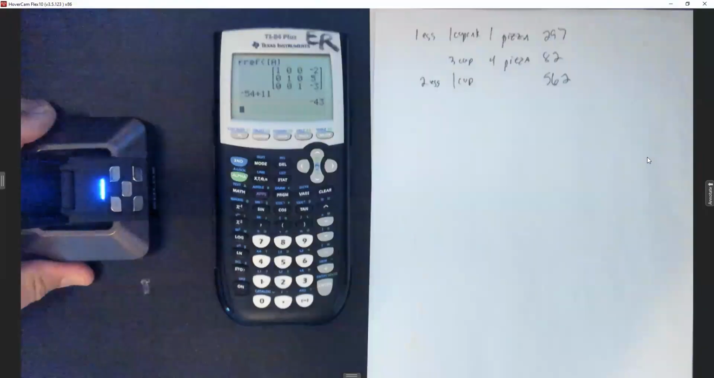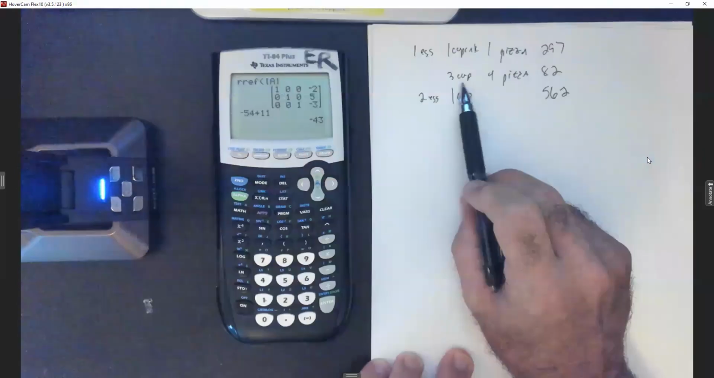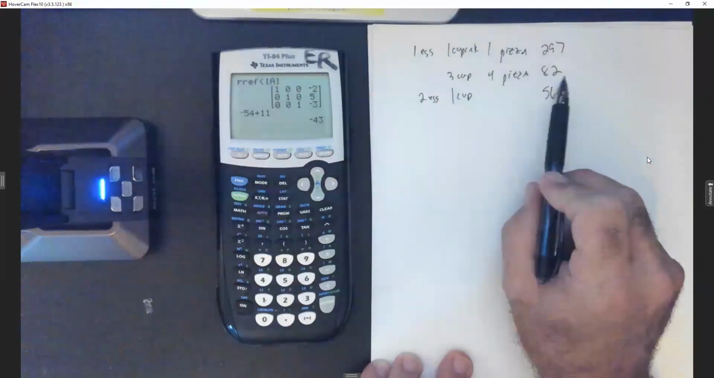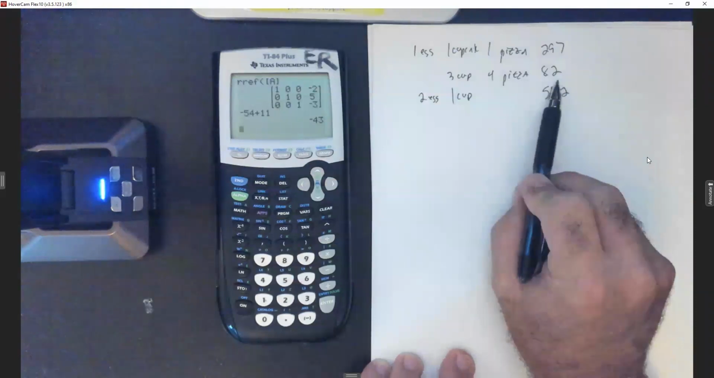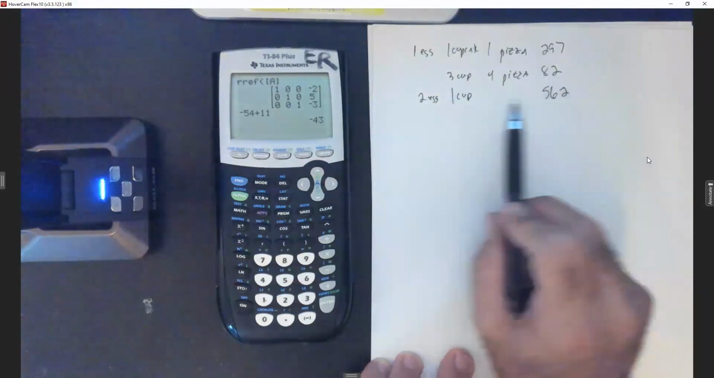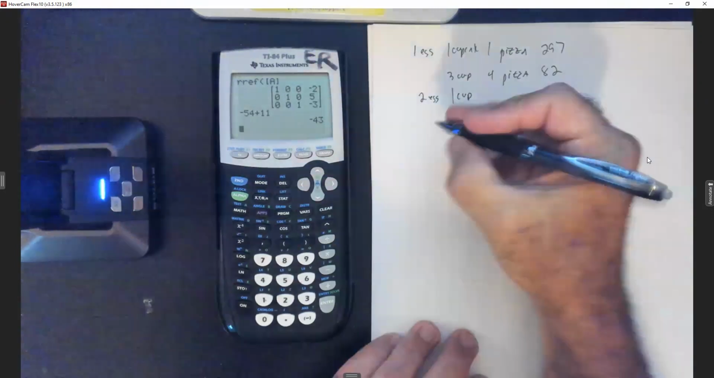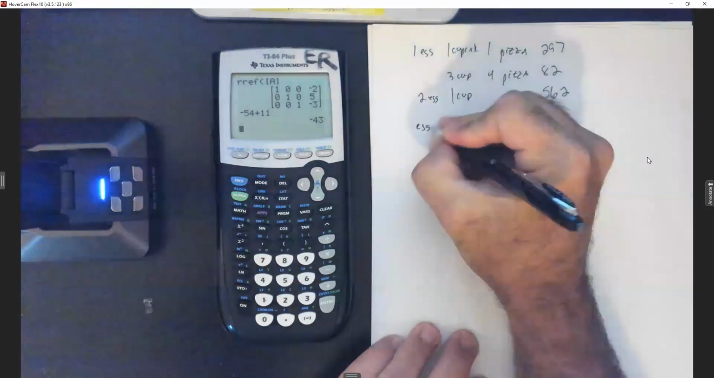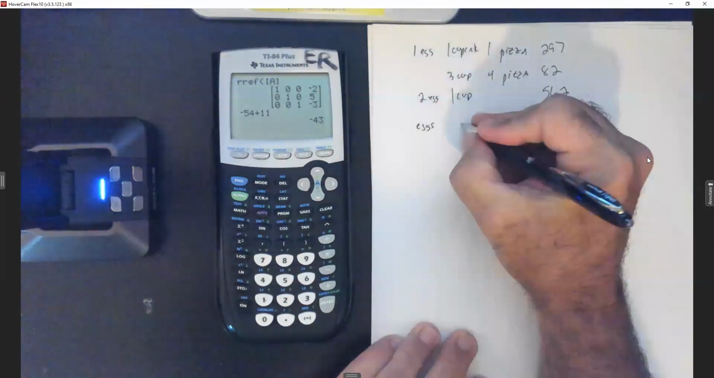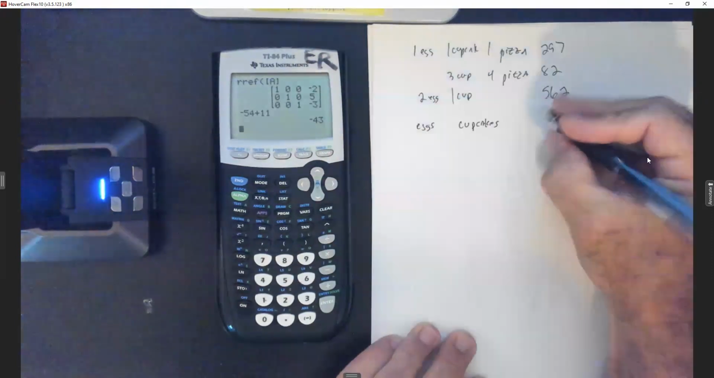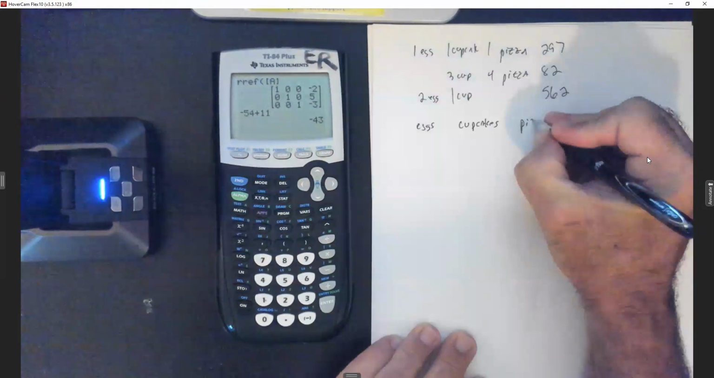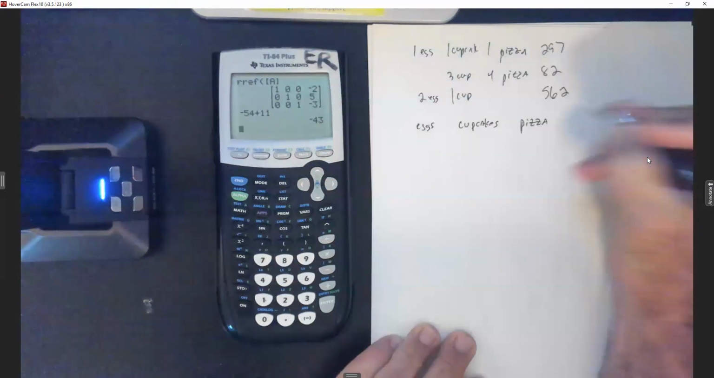All right, so a child eats 1 egg, 1 cupcake, and 1 pizza, that is 297 milligrams. If a child eats 3 cupcakes and 4 slices of pizza, it was 82 milligrams. And if they ate 2 eggs and 1 cupcake, 562 milligrams. So I'm going to put this in order. My eggs will be like my X's. My cupcakes will be like my Y's. My pizzas will be my Z's. And then over here will be my answers.